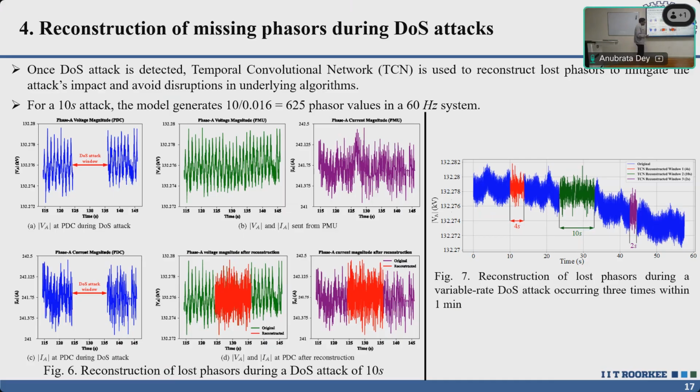Now let us say, here you can see in this first waveform, at the PDC level, because of the DOS attack, this many phasors for a period of, let's say, 10 seconds were not available. This is your voltage magnitude part. Same way you can consider the voltage magnitude and the current, which is sent by the PMU. So the PMU is sending the correct phasors, but at the PDC level you are not getting this much data, either for voltage magnitude or current magnitude, depending, we can say all phasors.